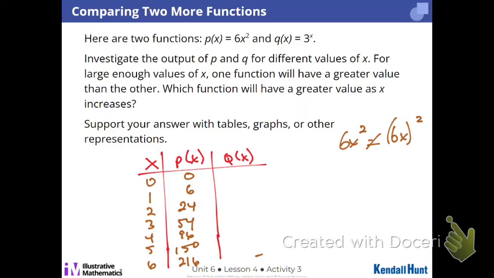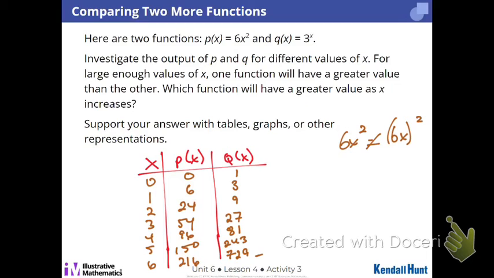Okay. Hey, Brandon, that's your 1. I might have already given you 1, but I don't remember. Okay. Q of x. This one is just tripling, right? So 3 to the 0, everybody. 1. 3 to the first. Times 3 is 9. Times 3 is 27. Times 3 is 81. Times 3 is 243. Times 3 is 729.